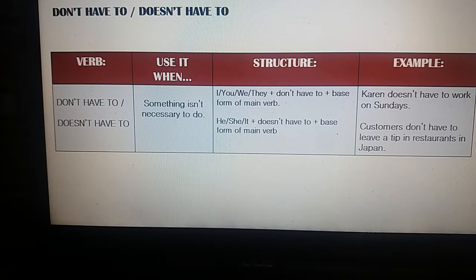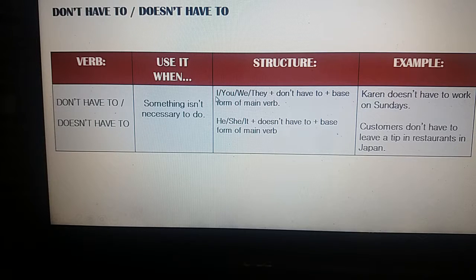The next expression that we have is don't have to or doesn't have to. Don't have to or doesn't have to can be used when you are talking about something that isn't an obligation. That means something that isn't necessary to do. Okay, when you don't have the obligation, when you don't have that responsibility, then you use don't have to or doesn't have to, depending on what you're talking about or depending on the subject.